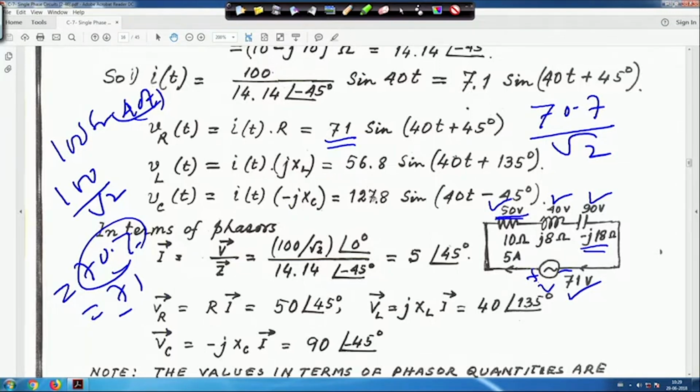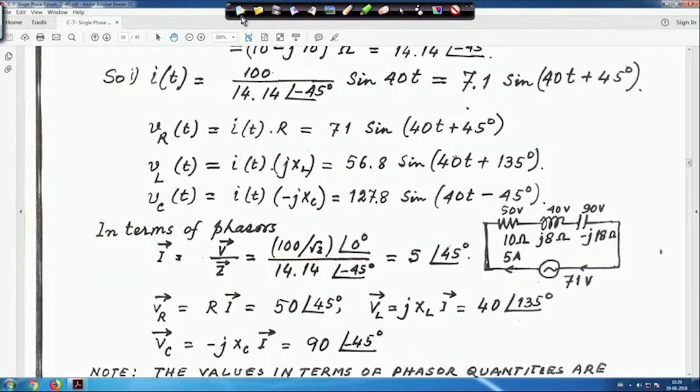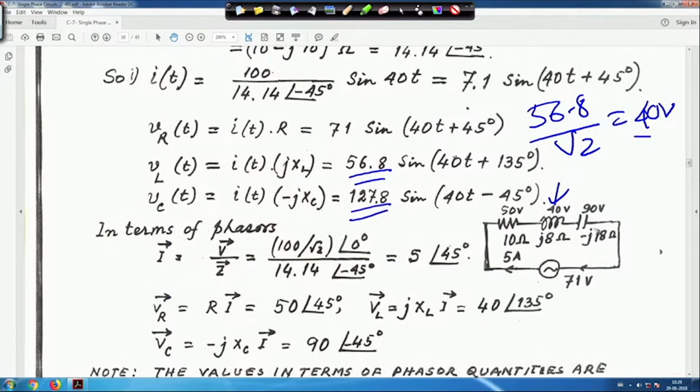Similarly, VLT is equal to 56.8, this is the maximum value. So 56.8 by root 2 will become 40 volt, that is why this is 40 volt, the RMS value. Similarly, for this capacitor, the voltage across VC is the peak value 127.8 divided by root 2, which is actually 90 volt. And this V I told you is 70.7 volt, and the RMS value of the current I is 5 ampere because it is 7.1.